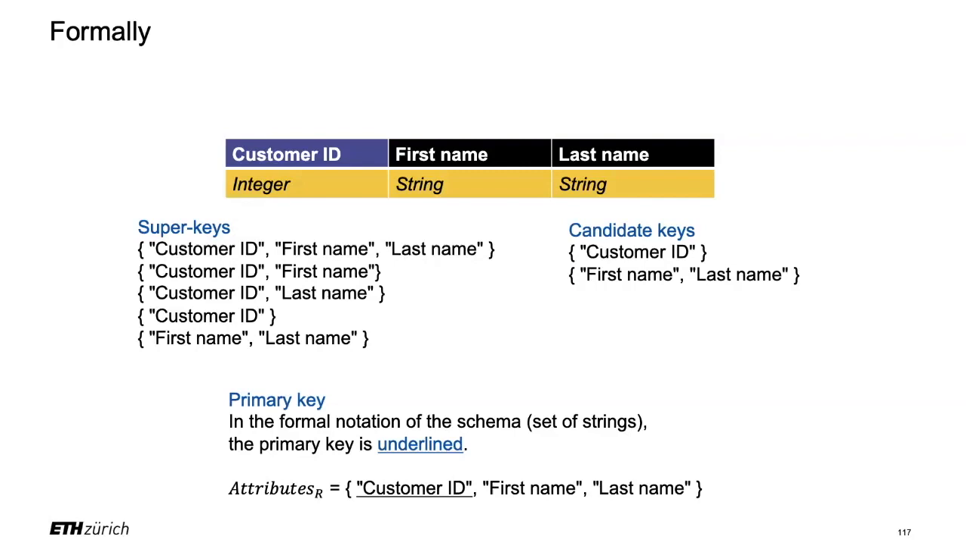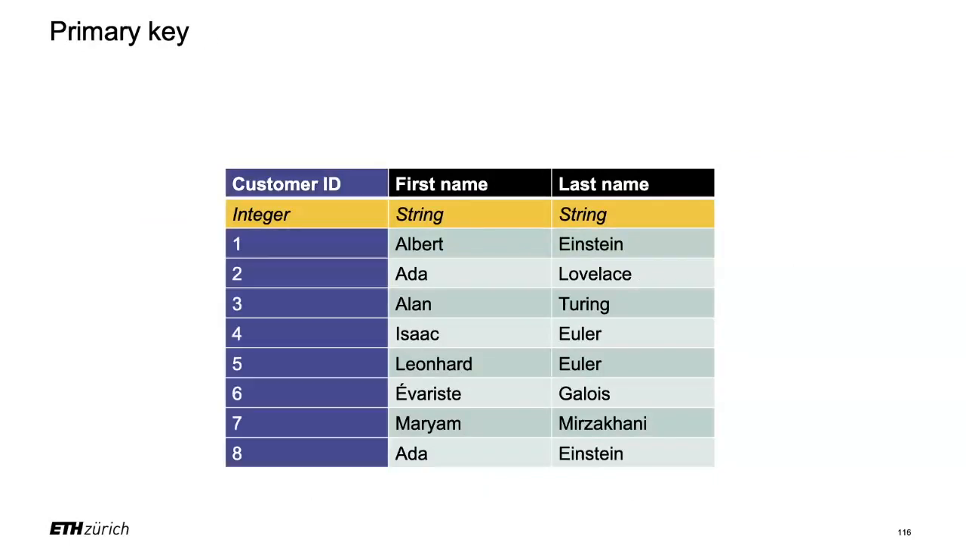Okay, question over there. Not necessarily. It's really arbitrary. It's your choice. It's really a real world decision here. Since I know that in the real world, first and last name is not enough to characterize a person, it's much safer to take customer ID as primary.